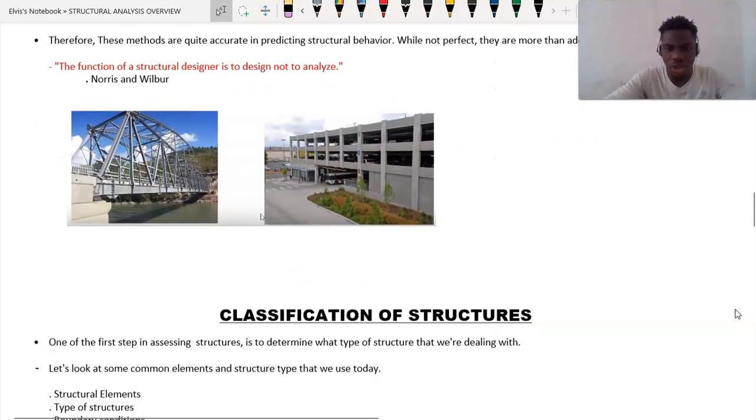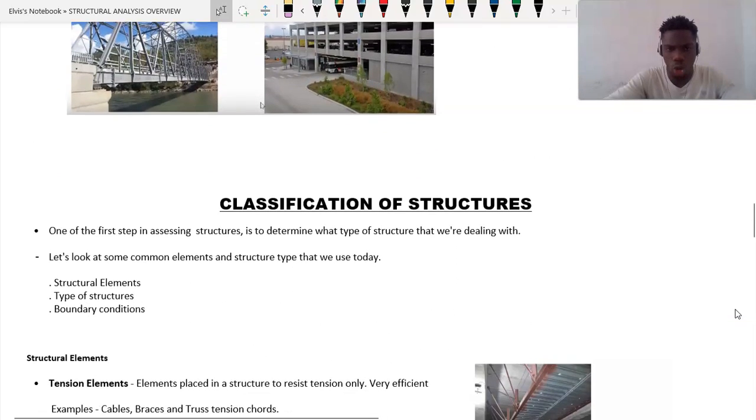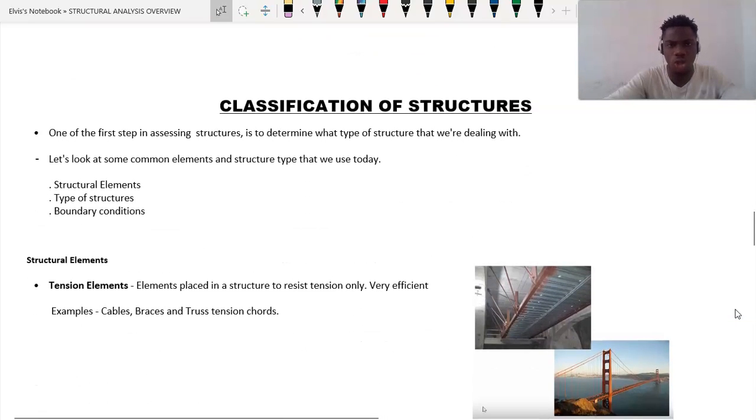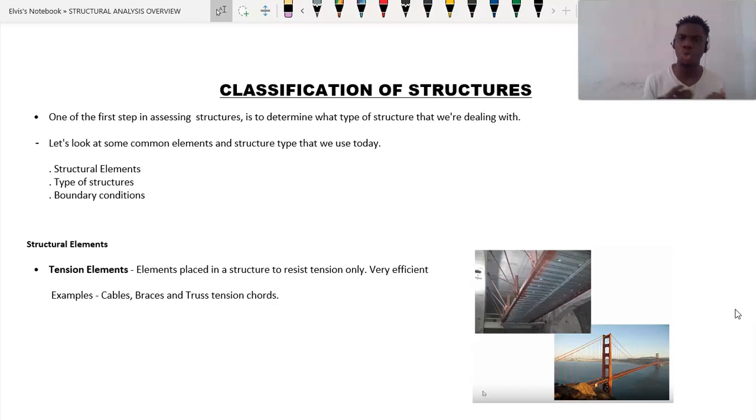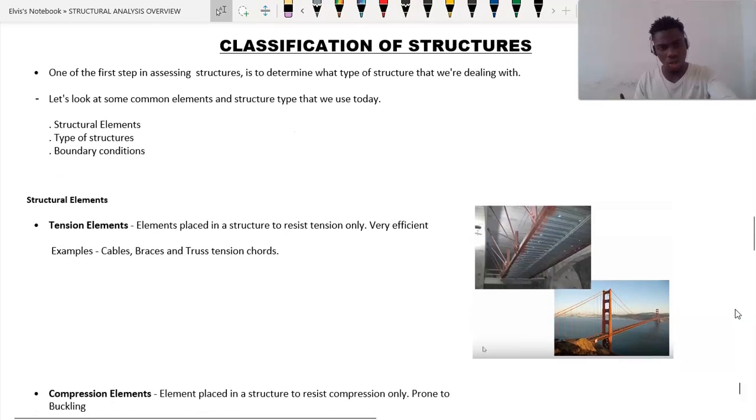Now, guys, we are going to classify structures. So we're going to take a look at classifications of structures. One of the first steps in assessing structures is to determine what type of structure we are dealing with. Now, let's look at some common elements and structure types that we use today. We have structural elements, types of structures, and boundary conditions. So let's take a look at structural elements.